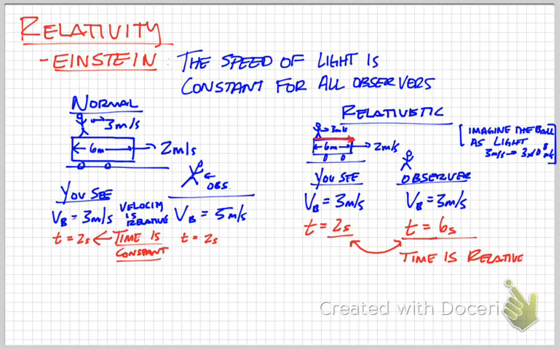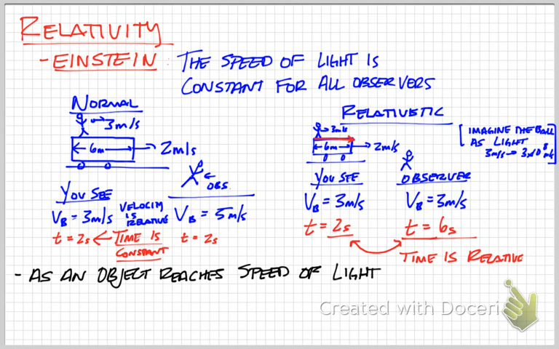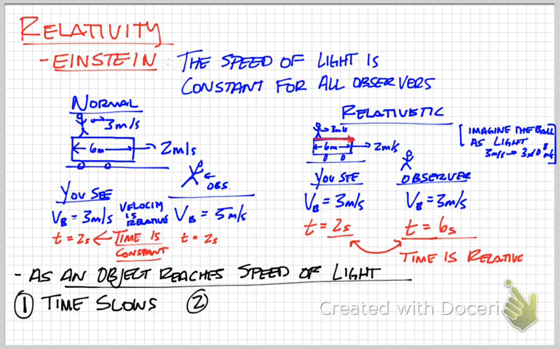In fact, a couple of things happen as we start going the speed of light. As an object reaches the speed of light, there are 3 big things that we see. One is that we observe time slowing down. And that's kind of what we saw with the ball. The second thing that we observe as we watch an object get closer to the speed of light is that lengths contract or get smaller.